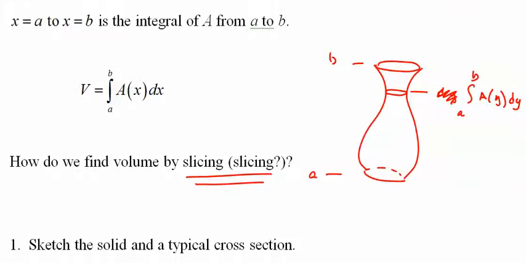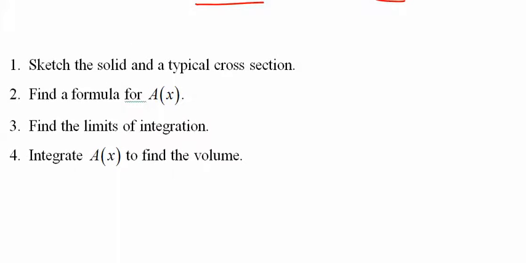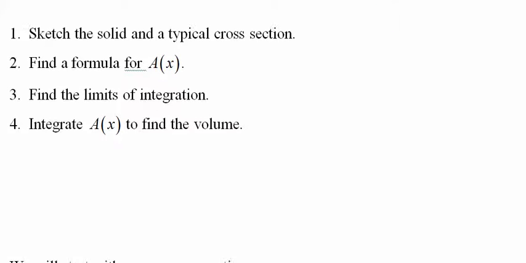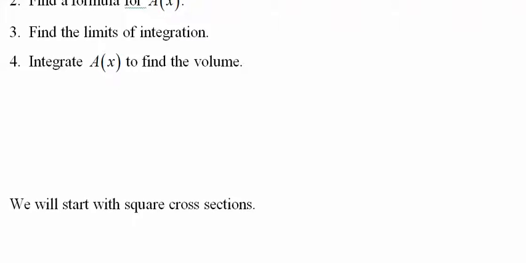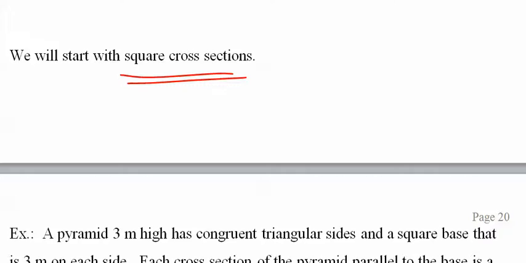And it works. It's out there. So sketch a solid and a typical cross-section. Find a formula for the area. Find the limits, which is a mild hassle, and then integrate. Find the volume. We're going to start with square cross-sections because that's pretty easy to integrate.